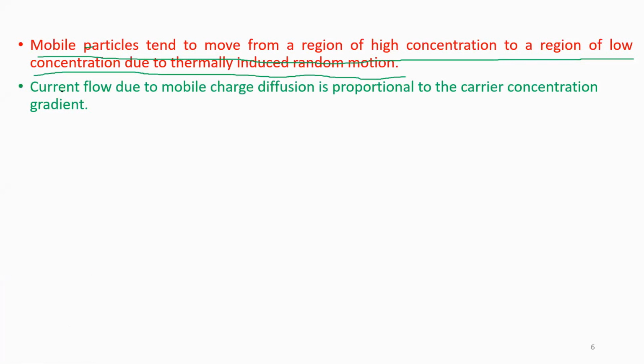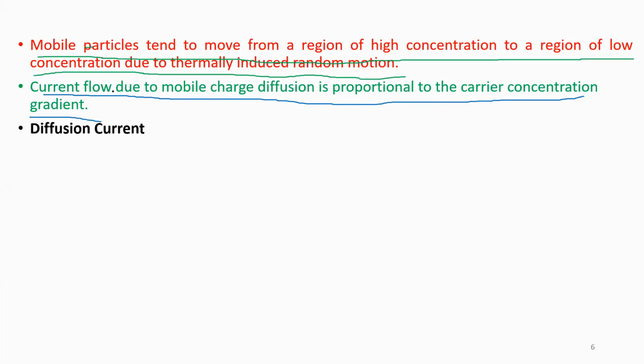Next is the current flow. When we talk about current flow due to mobile charge diffusion, it is proportional to the carrier concentration gradient. So what is the gradient? Gradient means the actual difference between the concentrations. That decides the current flow. If the concentration gradient is very small, the current flow will be very small. If the concentration gradient is larger, then we have a very good current flow.